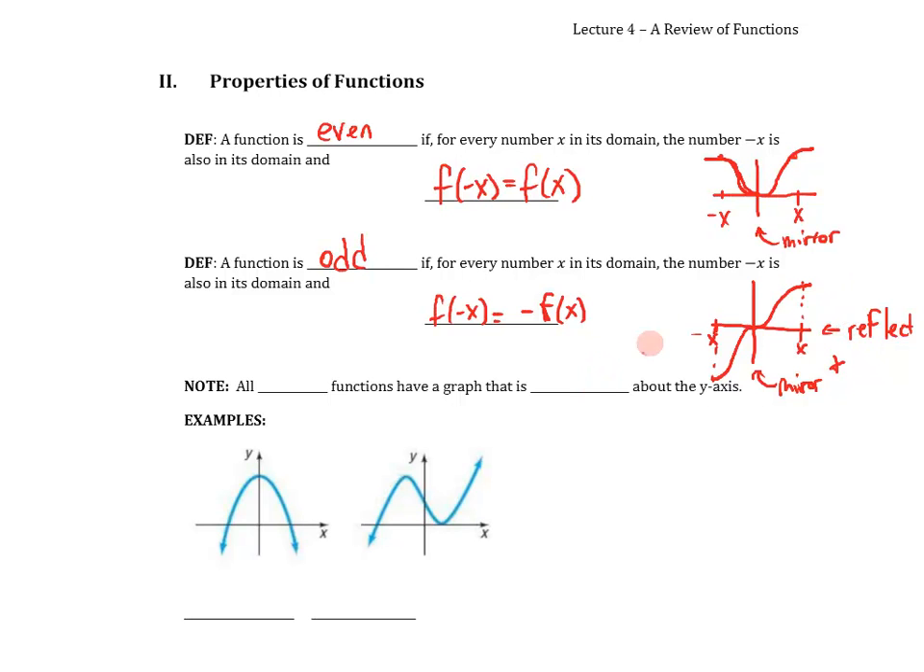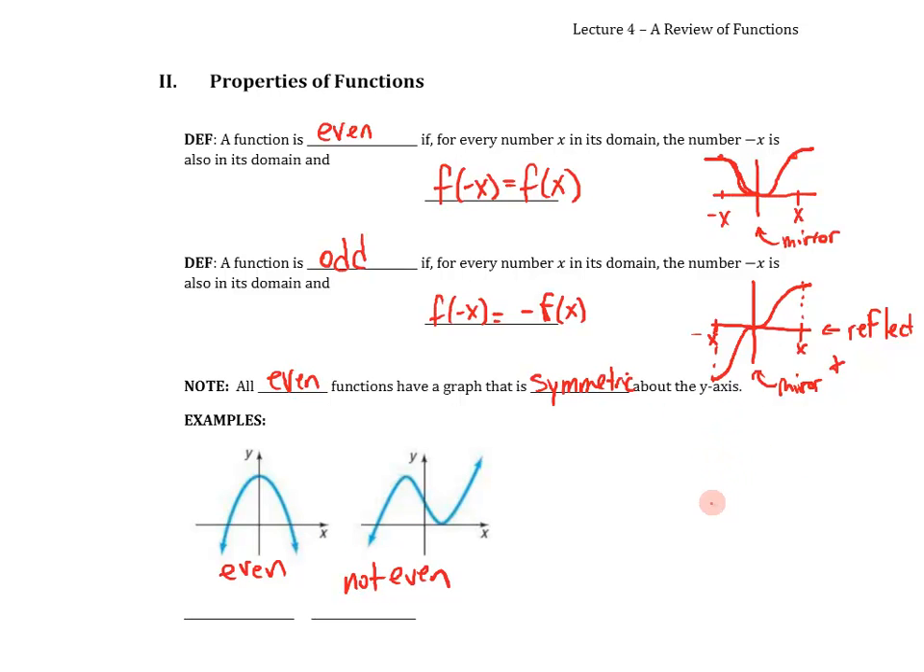Same idea. Reflect, reflect, reflect, reflect, mirror, mirror. So you flip it both times. Okay. Now all even functions, I already said this earlier, but they have a graph that is symmetric about the y-axis. Okay, so this one right here is clearly even, and this one right here is not even. And you can tell just by looking at the graph.